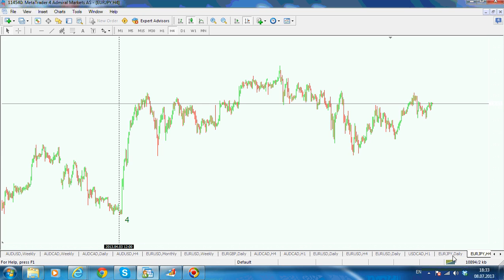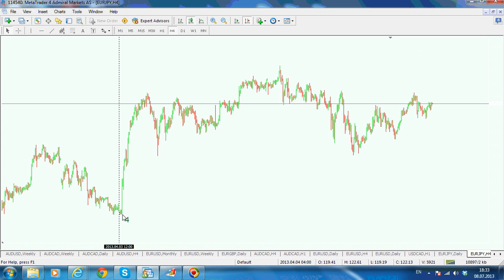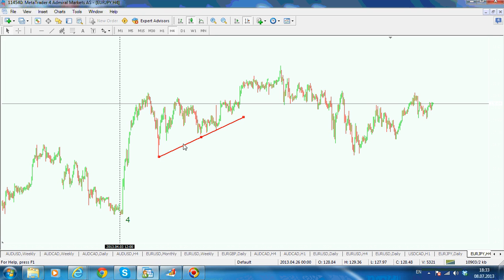Case based on previous analysis. So here is the end of the 4, so on the 4-hour chart this is the end of the 4. Now the problem that you see on the 4-hour chart, the clue that we have is this contracting triangle that ends here right in the middle of this wave.